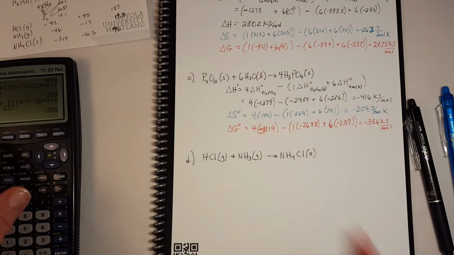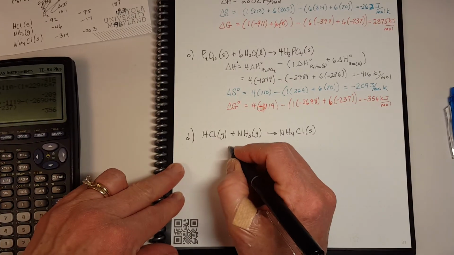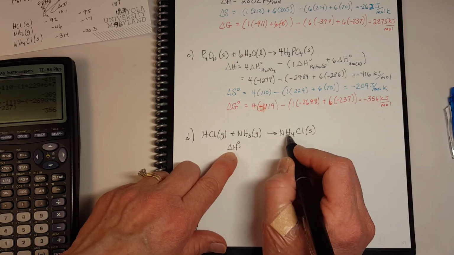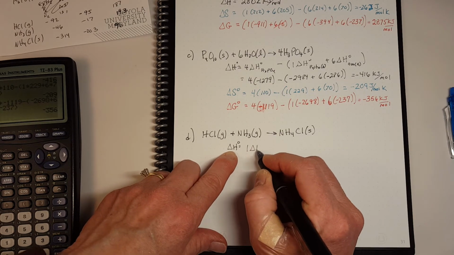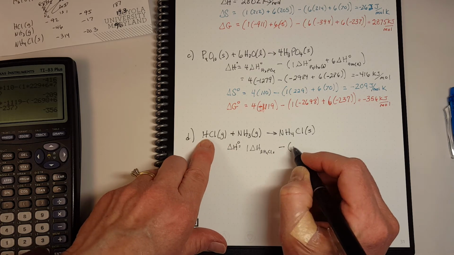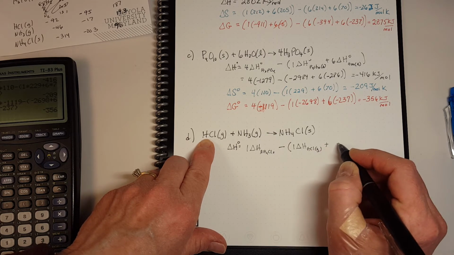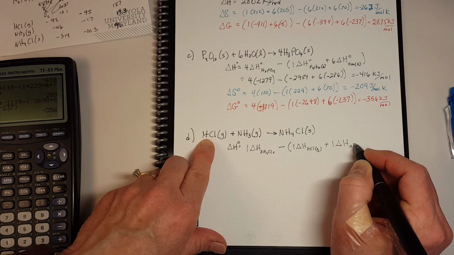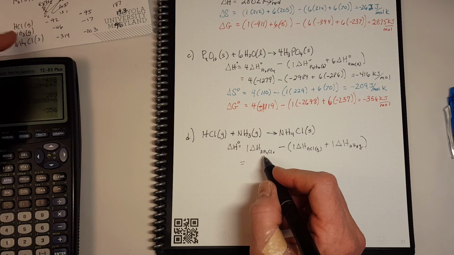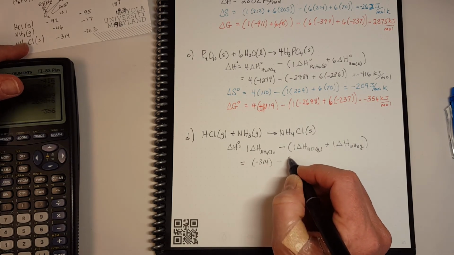Okay, next one, part D. And if this cuts me off, just look at this on the PDF that I post. So delta H in standard state is going to equal 1 times the delta H of the ammonium chloride solid minus, in parentheses, 1 times the delta H of the HCl gas plus 1 times the delta H of the NH3 gas. And that's going to be delta H of ammonium chloride solid is negative 314 kilojoules per mole.